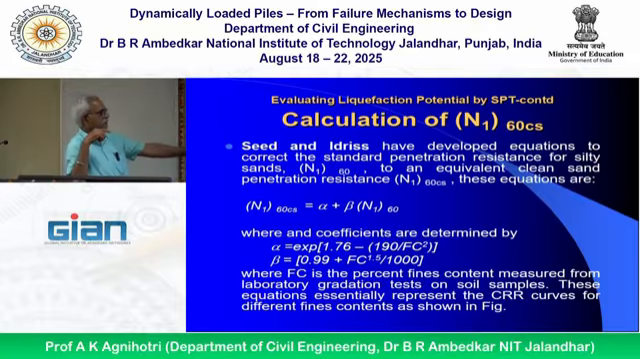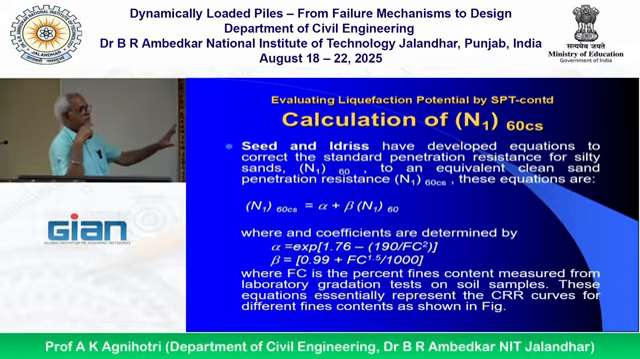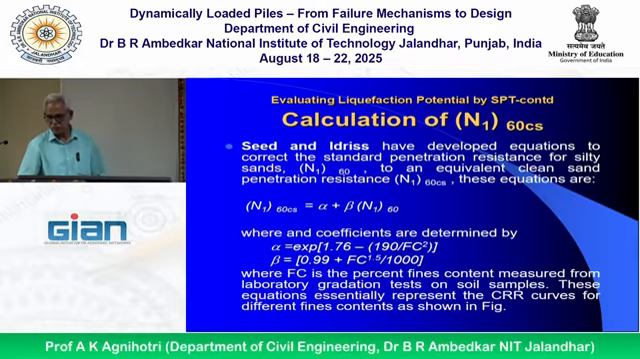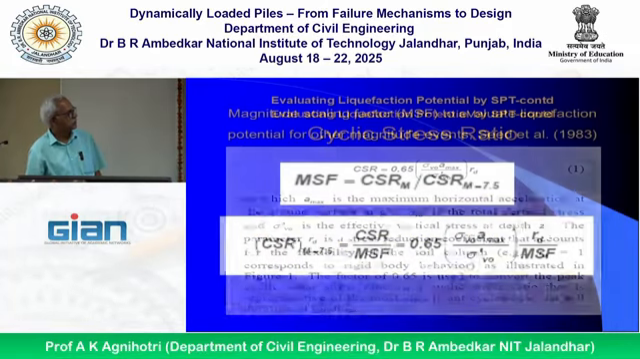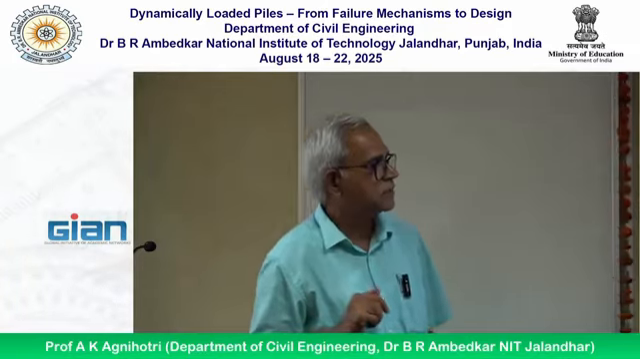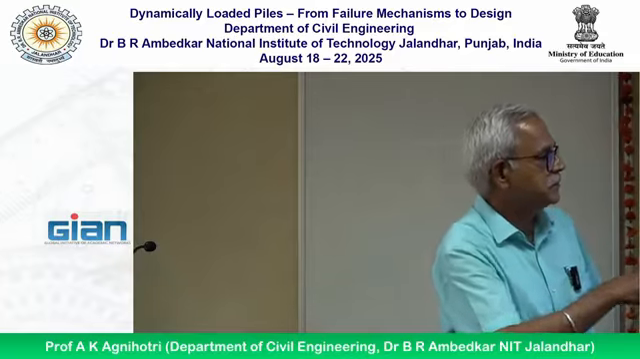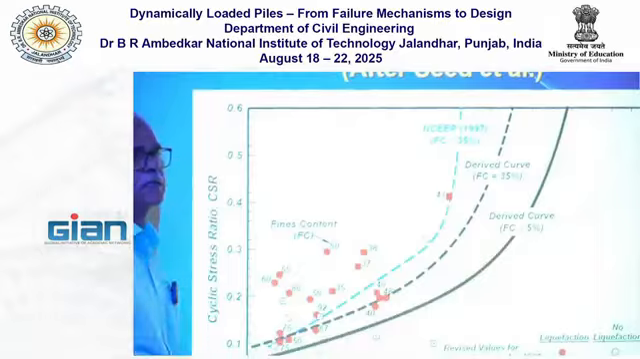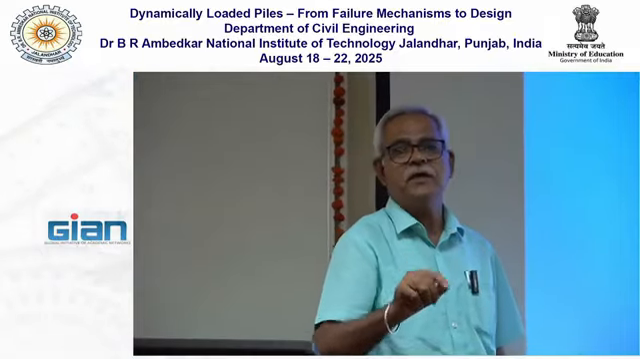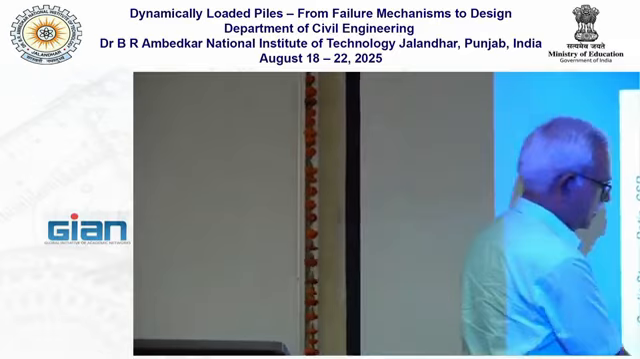We will calculate alpha and beta, then substitute the values of alpha and beta in the equation. You will get N160 CS. Then curves are available. Those curves I will show you first. From these curves, this curve is for fines content less than or equal to 5%, which means clean sand. So we will see this curve.